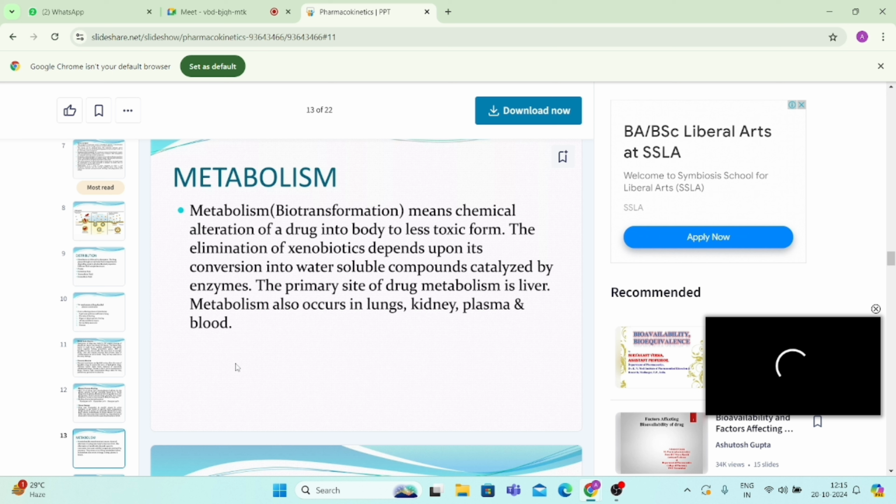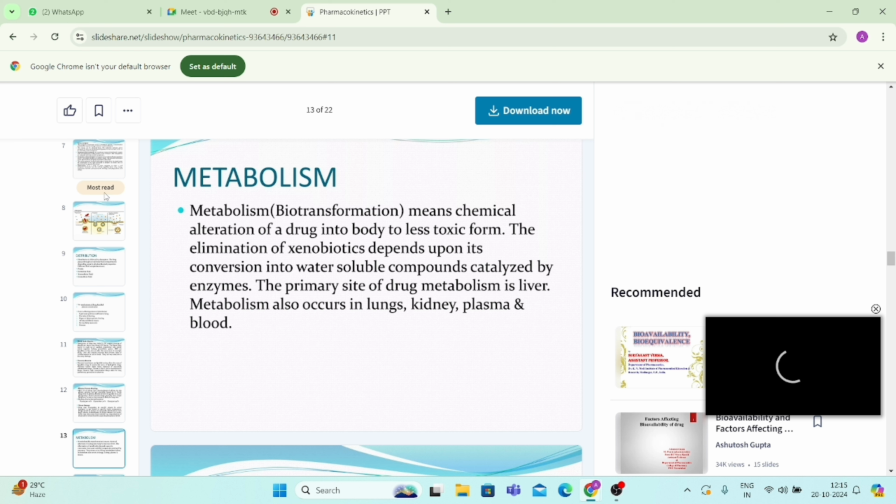Metabolism means whatever drug you are taking will undergo some chemical reactions in the body, or you can simply say it will undergo biotransformation, or in other words, alteration of the drug.